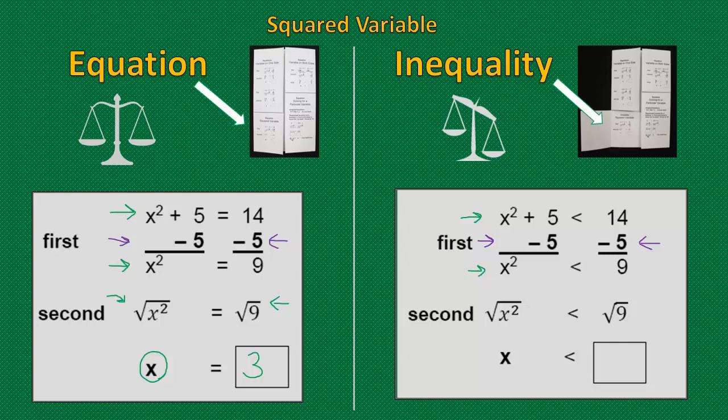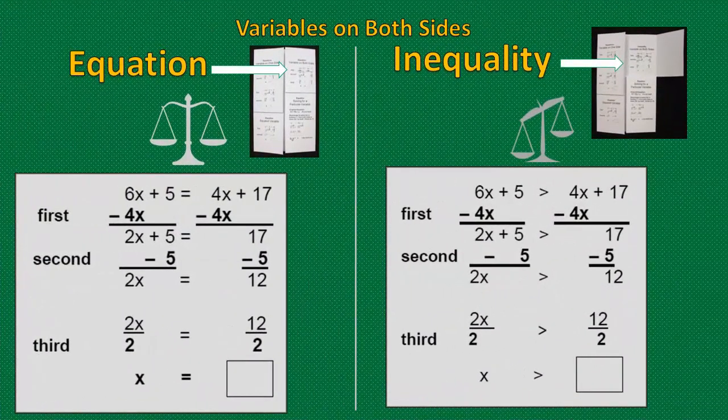Again, our goal is to figure out how much x is. So we need to find the square root of x squared in the second step. And if we do that on the left side, we also need to do that on the right side. So we are left with x is less than 3. And we've solved the mystery again. x is less than 3.